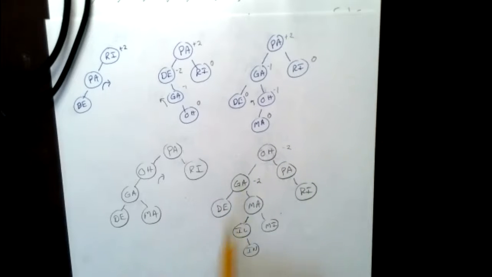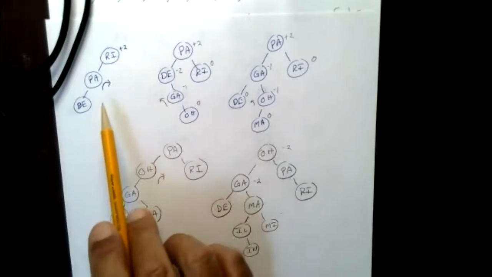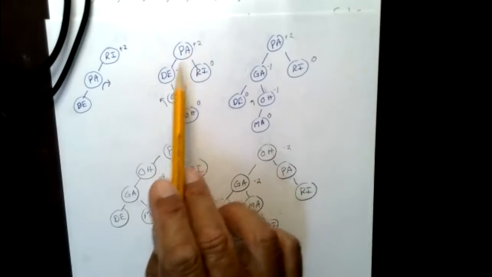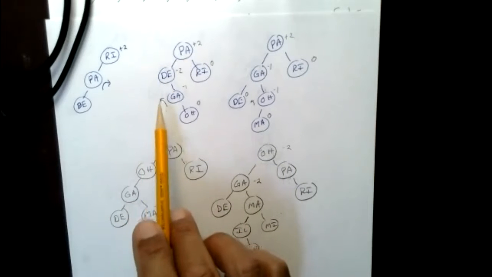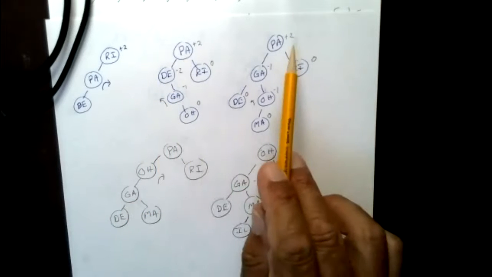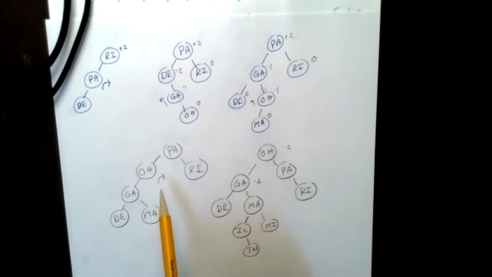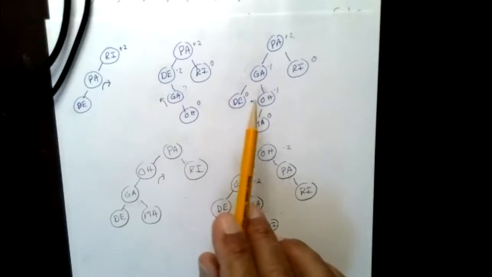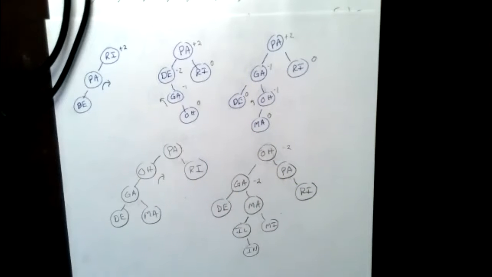One of the things is I had a +2 and I did a right rotation. Here I had a +2 and -2. I did a left and I solved it. Here I had a +2 and I had to do a left right. So there's other factors that are going to come into play. How do I know what node to rotate on and what kind of rotations to do?